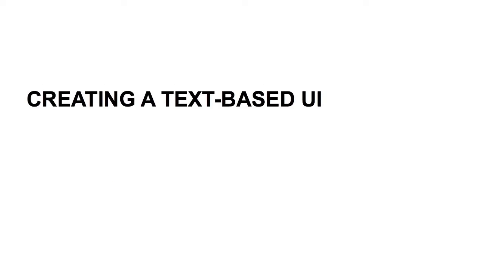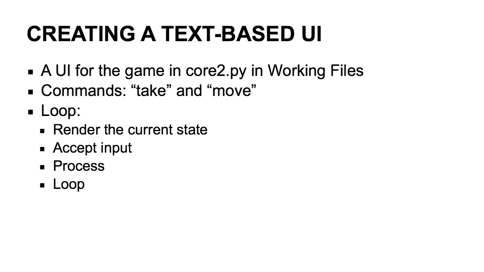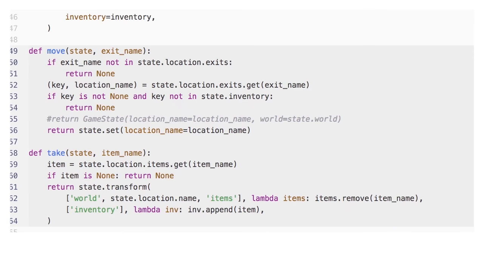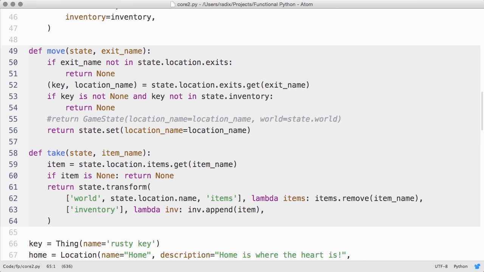In this lesson, we'll implement a trivial user interface for our text adventure. The interface will be a simple command prompt into which the player can type commands. You can find the code for the game in the core2.py file in the working files folder. If we look at the code in core2.py, we'll see that our game currently has two commands that we want to expose to the player, take and move.